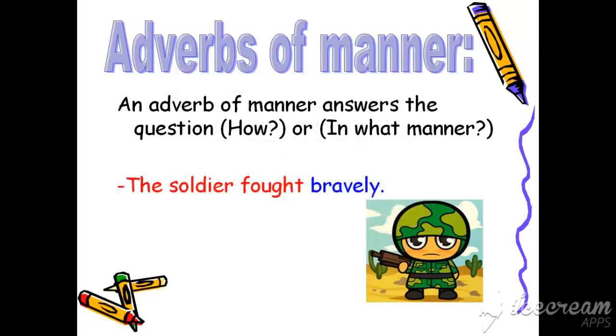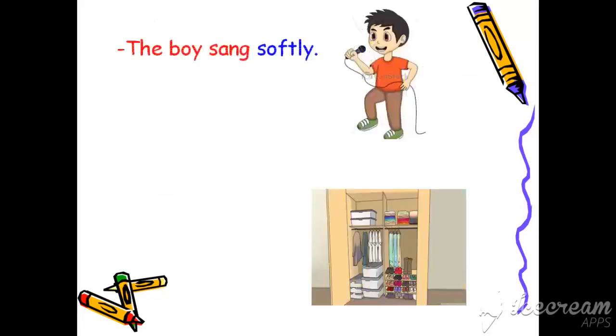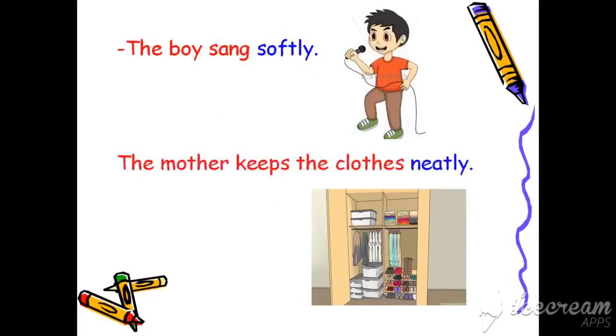The adjective is brave. Brave معناها شجاع. Bravely بشجاعة. So we described the way that the soldier fought. وصفنا طريقة القتال تبعته. Bravely بشجاعة. The boy sang softly. Softly is an adverb of manner. The mother keeps the clothes neatly. Neatly is an adverb of manner. احنا وصفنا هون كيف رتبت الملابس.